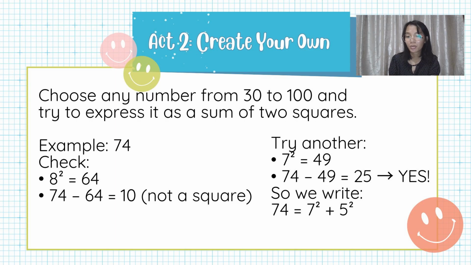number from 30 to 100 and try to express it as a sum of two squares. Example, let's try 74. Check 8 squared. 8 squared is 64. 74 minus 64 equals 10, which is not a square. Try another, 7 squared. 7 squared is 49. So 74 minus 49 is equal to 25. So yes, we can write 74 equals 7 squared plus 5 squared. Now, you try your own.